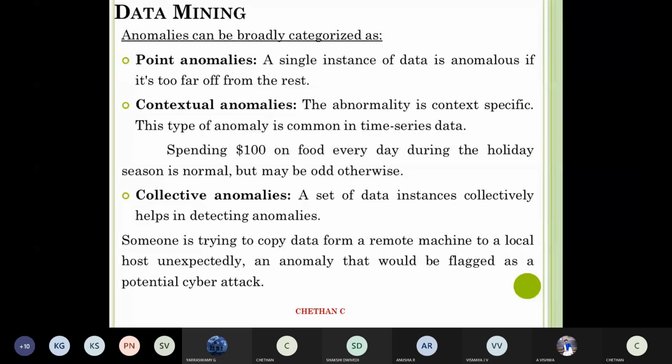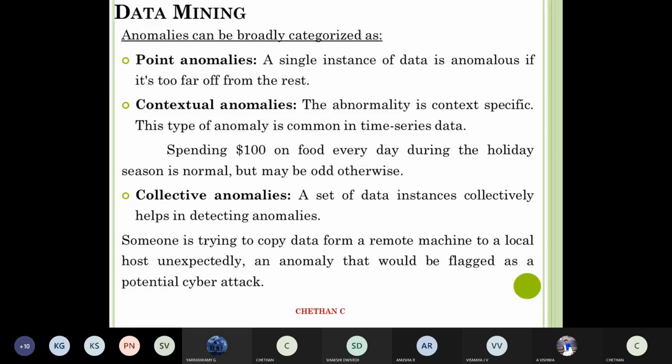You can see point anomalies. What is the meaning of point anomalies? A single instance of data is anomalous if it is too far from the rest. The classic example is again the credit card transaction. There are normal transactions and then there is a person who's trying to commit fraud. This comes under point anomalies.